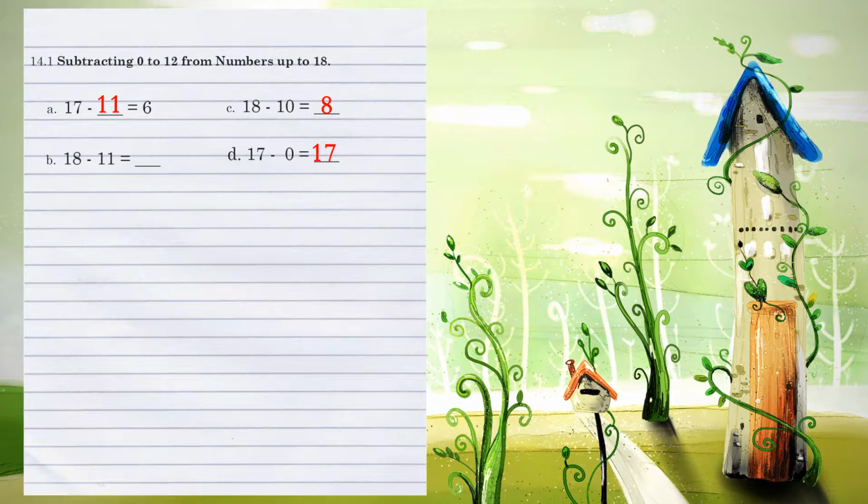Example B, 18 minus 11. If we start with our ones, 8 minus 1 is 7. If we go to our tens, 1 minus 1 is 0, which we do not have to write down, so your answer is 7.